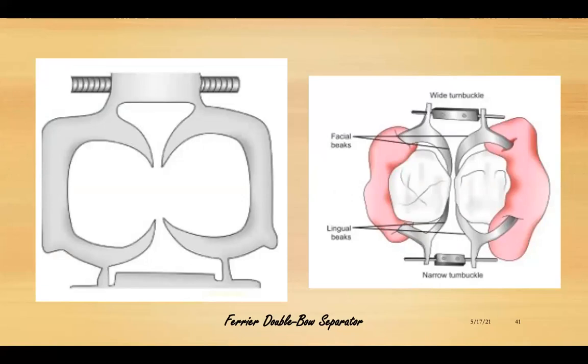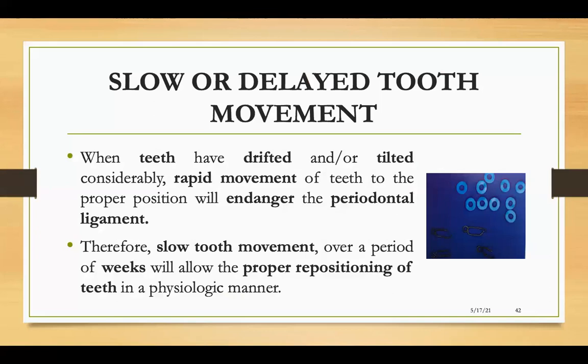So now we're serving you everything nice and easy, but it's your duty to know where exactly this is coming from. Ferrier double bow separator. If in the exam you have to write about the device, please draw this diagram. Next is slow or delayed tooth movement. A person who's had ortho treatment can relate to the elastics.